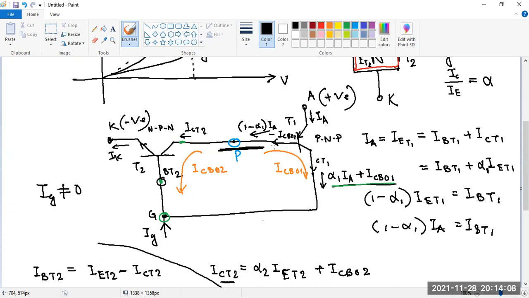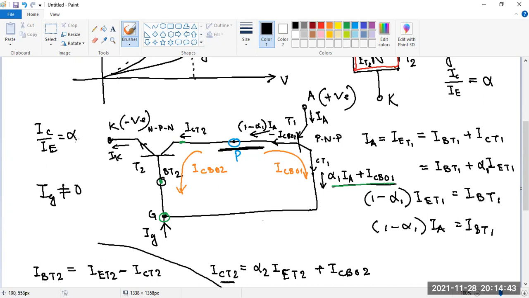Sir, alpha increases with the increase of emitter current. That means, when the transistor turns on, suppose this is the alpha, isn't it? Alpha is IC by IE. So if base current is 0, there is no collector current. So that means alpha is almost 0. But once the device is turned on, that alpha will increase. So here both alpha 1 and alpha 2 will increase.